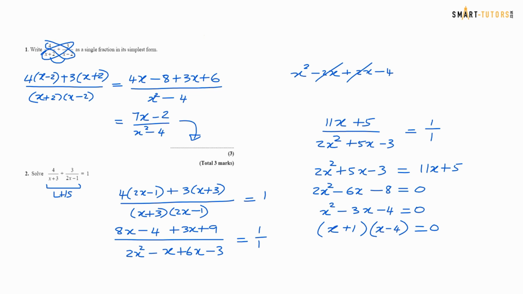If you have any problem with the factorization and solving quadratics, you can refer to our second video. So I'm going to continue this one. x plus 1 equals 0 means x equals minus 1, or x minus 4 equals 0 means x equals 4. So these are the two answers for x.